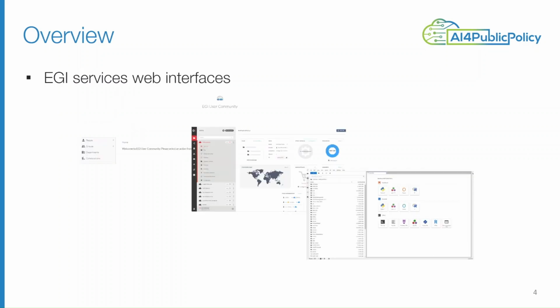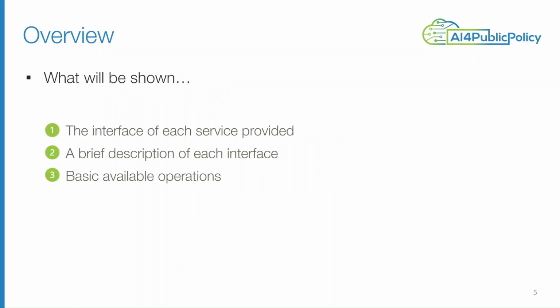In the screenshots we can see, in order, the web interfaces of EGI Check-in, EGI Data Hub and EGI Notebooks. In the remainder of the presentation will be shown the web interfaces and access to the three services, a brief description of the interface and some basic operations.